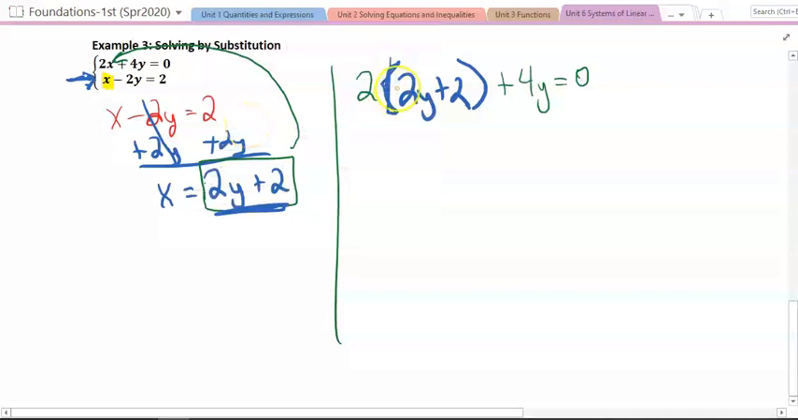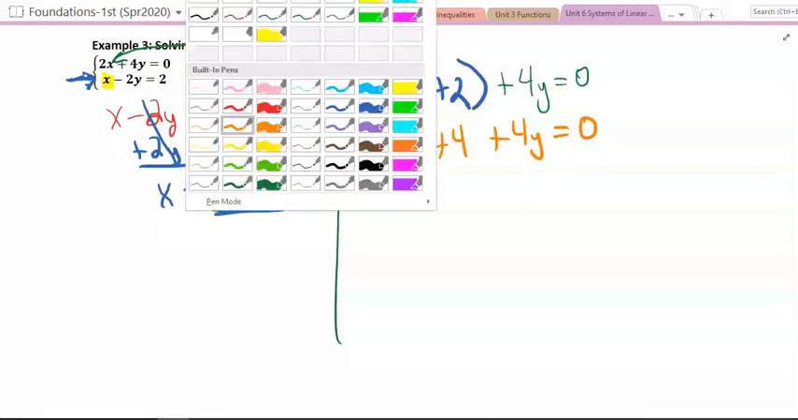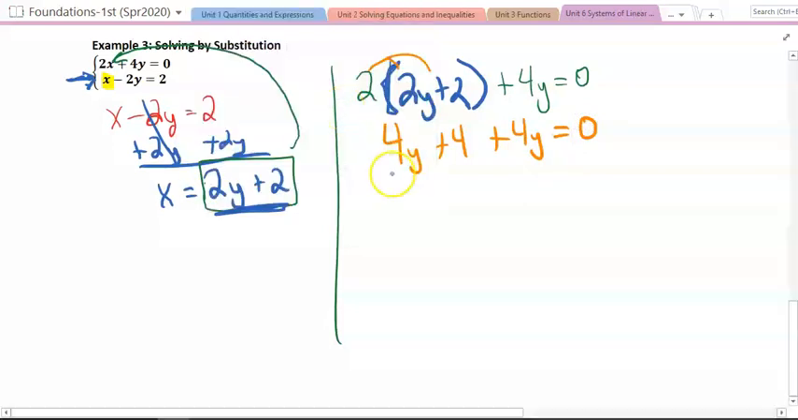So now I've got, distributing this, 4y plus 4 plus 4y is equal to 0. And I know what some of you are about to say now, that these 4y's cancel. No, they're on the same side of the equal sign. So we combine like terms with what it tells us to do. 4y plus 4y is 8y plus the 4 is equal to 0.